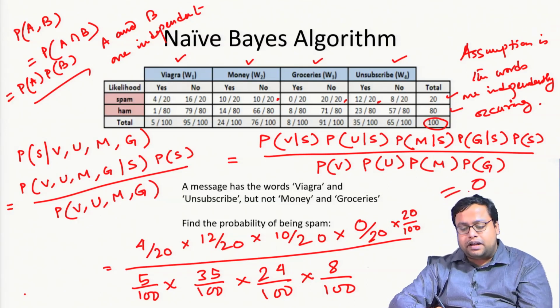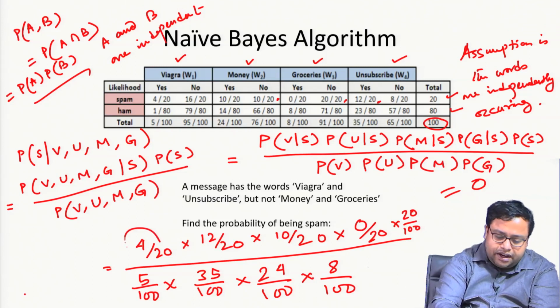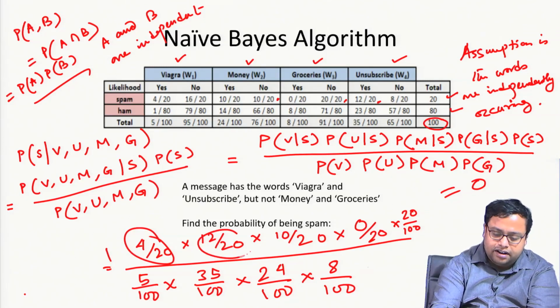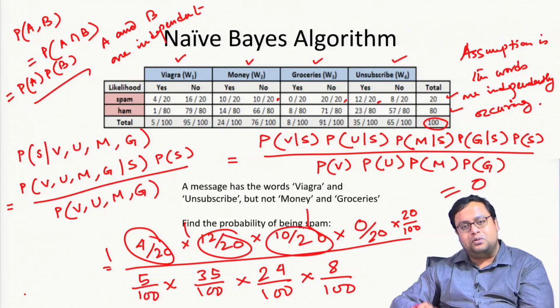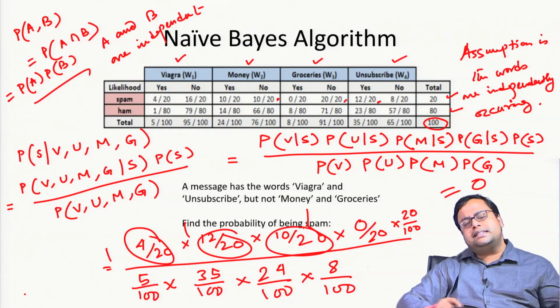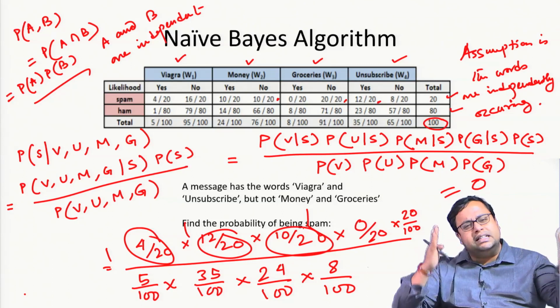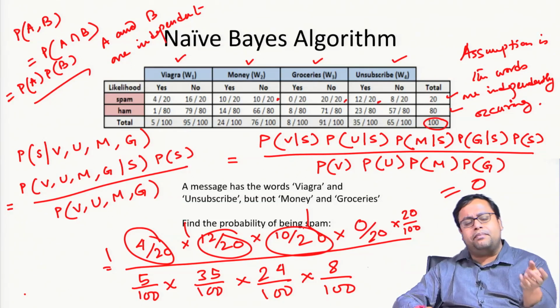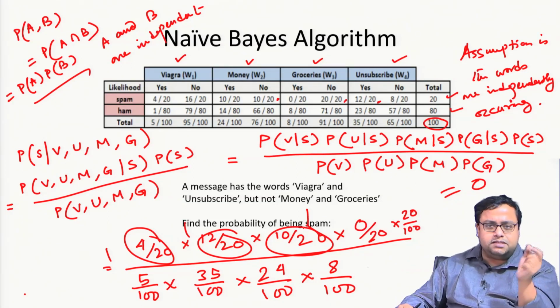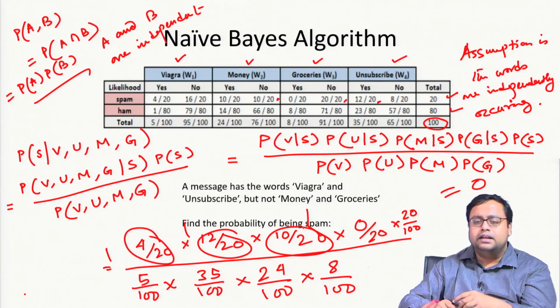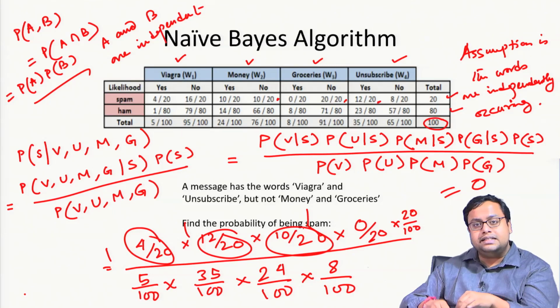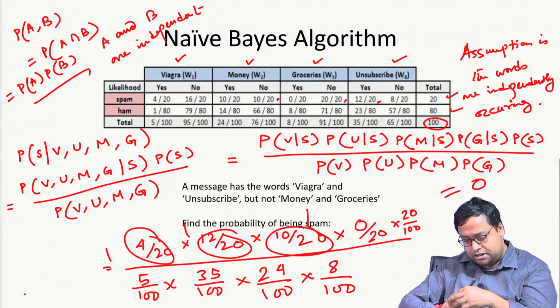So, if the whole value becomes 0, even if these are very high, let us say instead of 10 by 20 these are 1, still it will become 0. All the other words are heavily saying that this is a spam, this is a spam, this is a spam. Still, if one observation is by chance coming 0, the whole thing becomes 0. That is a limitation, a zero limitation.